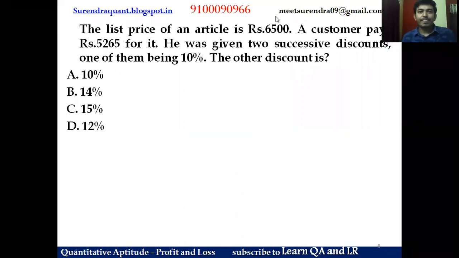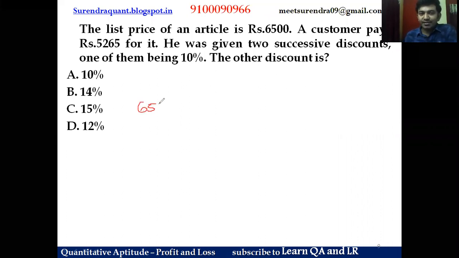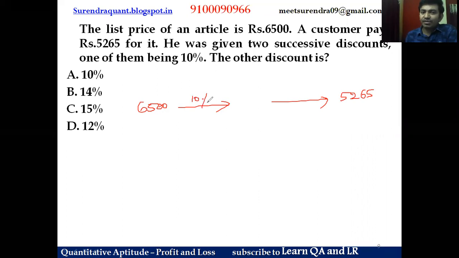Next, the list price of an article is 6,500. A customer pays 5,265 for it. He was given two successive discounts, one of them being 10%, the other discount is what? Okay, it is very simple again. 6,500 rupees is the list price. After giving two successive discounts, he paid 5,265 rupees. If the first discount is 10%, what is the second discount rate is the question.